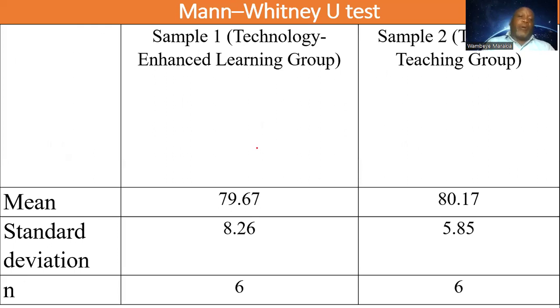So in this table, for sample 1, the technology-enhanced learning group, the mean is 79.67, the standard deviation is 8.26, and the sample size is 6. In sample 2, where we have the traditional teaching group, the mean is 8.17, the standard deviation is 5.85, and the sample size is 6. So when we are reporting now, this is how we report it.